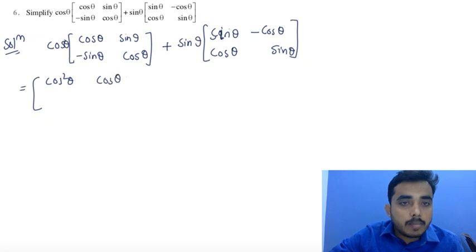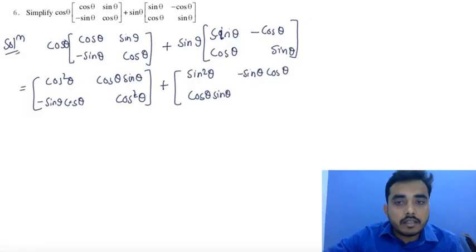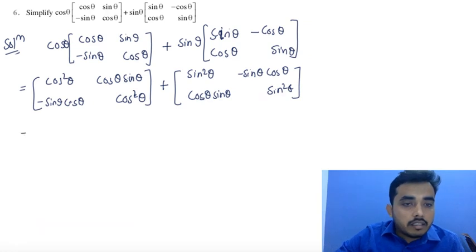So ये matrix क्या बन जाएगा? cos theta into sin theta and this is minus sin theta into cos theta and this is again cos square theta plus sin square theta, minus sin theta into cos theta, this is cos theta into sin theta and this is sin square theta. Now we need to add these two matrices.